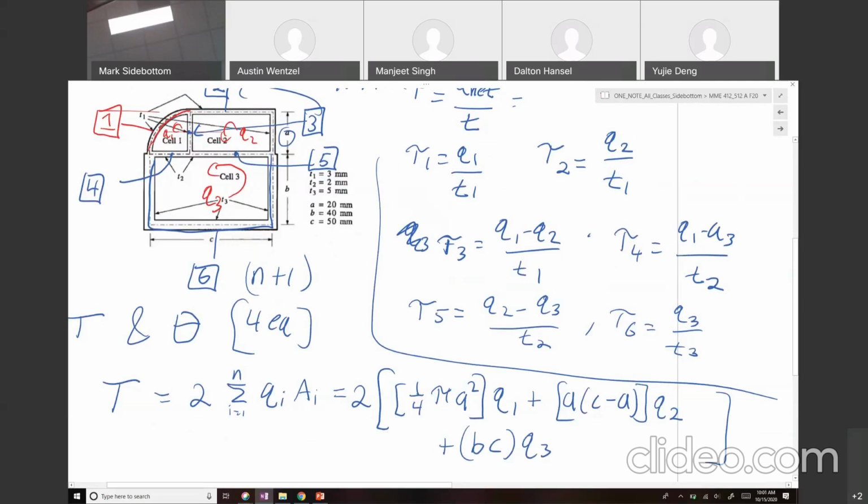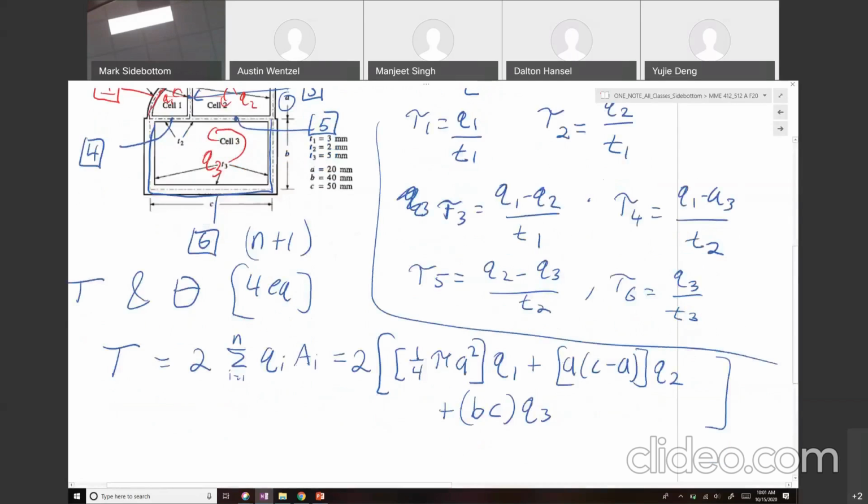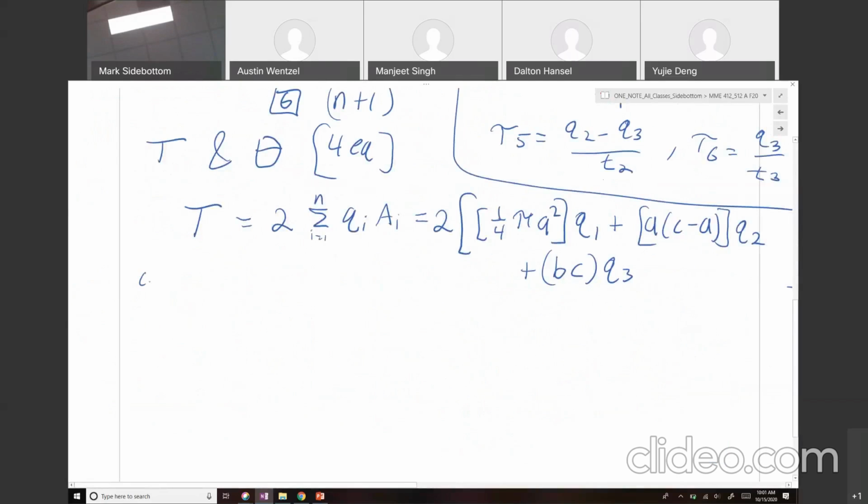Then we're going to have three equations, one for each cell, for theta. So for cell 1, theta is going to be equal to 1 over 2 G A1 times the integral of Q ds over t(s). All of the terms out in front here are constants, so they'll just remain.